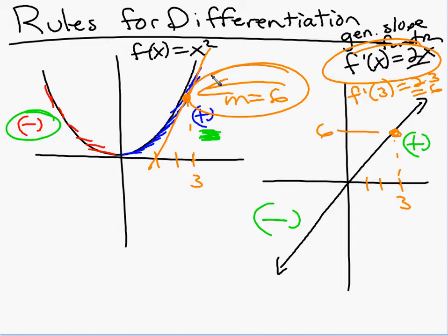Now let's get to some of these shortcuts. You found out that the derivative of x squared was 2x. And that is going to lead us into the power rule. But we also learned some other ones. I want to start at the bottom and work our way up. Let's start with the derivative of a constant.